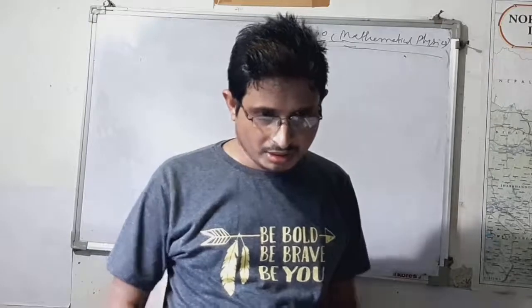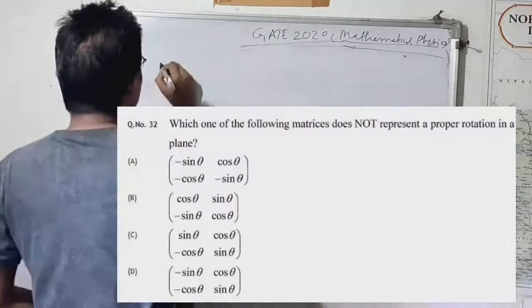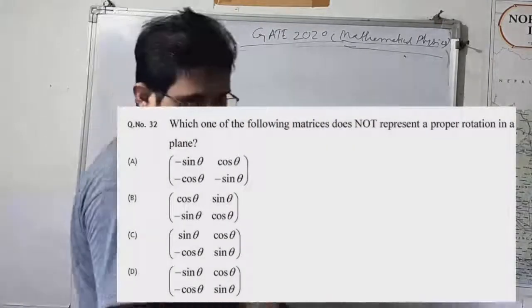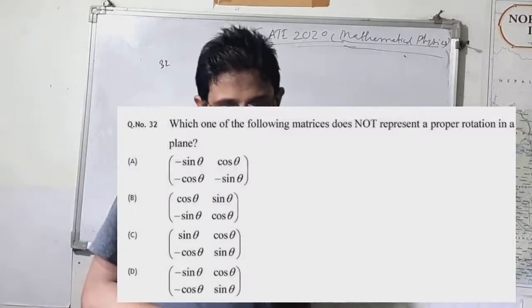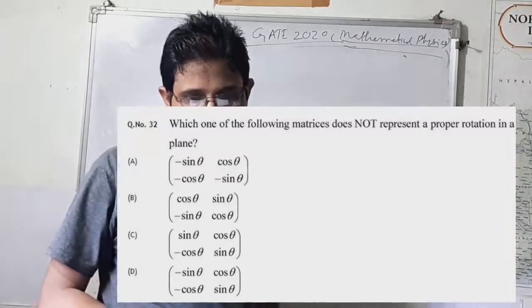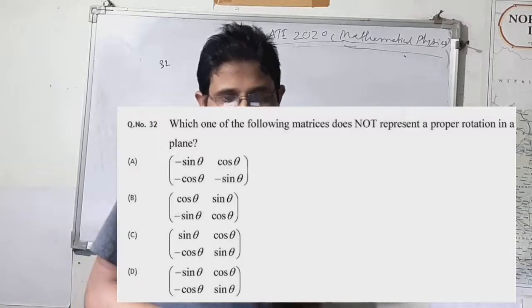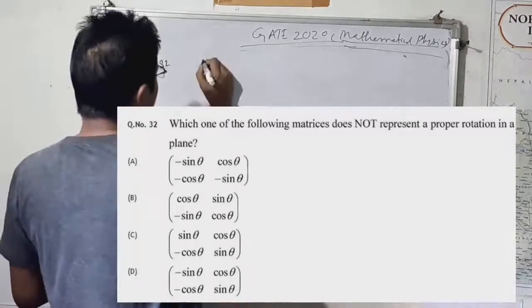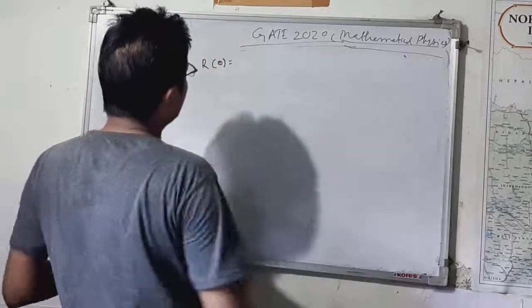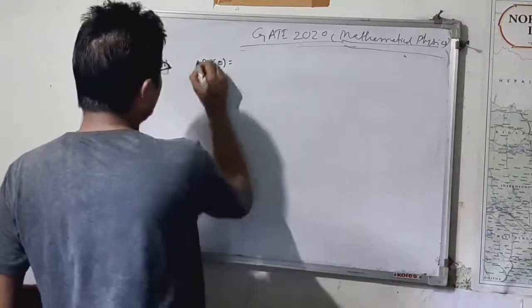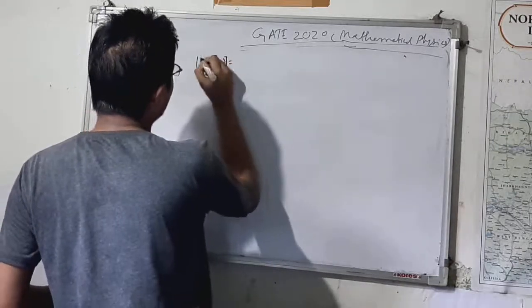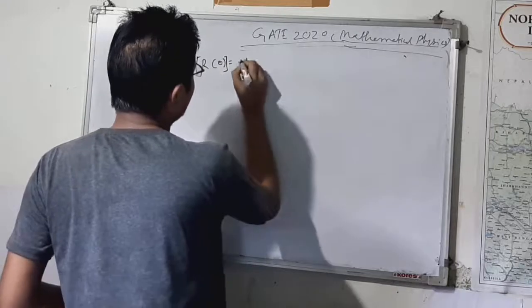So question number 32. It asks which of the following matrices does not represent a proper rotation. So in case of proper rotation, the rotational matrix can be expressed as R theta. In case of proper rotation, the determinant of R theta is equal to plus 1.